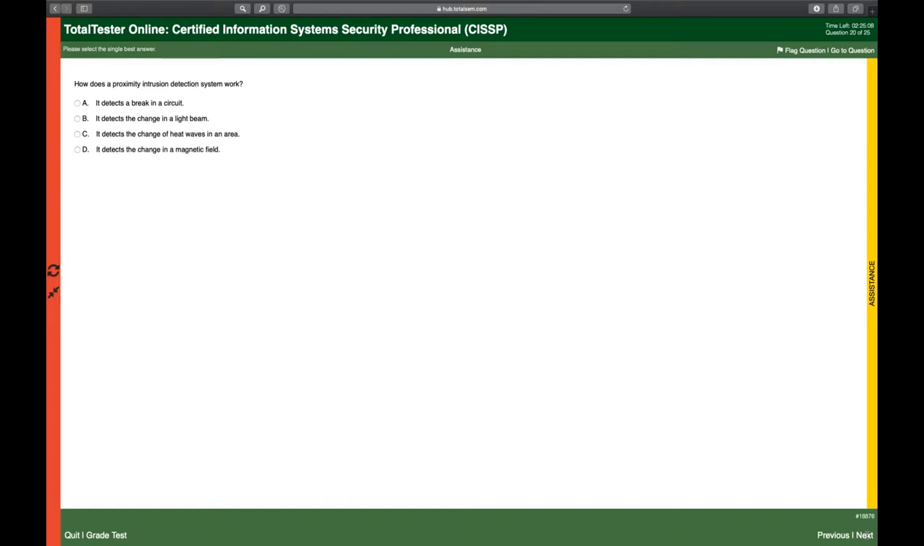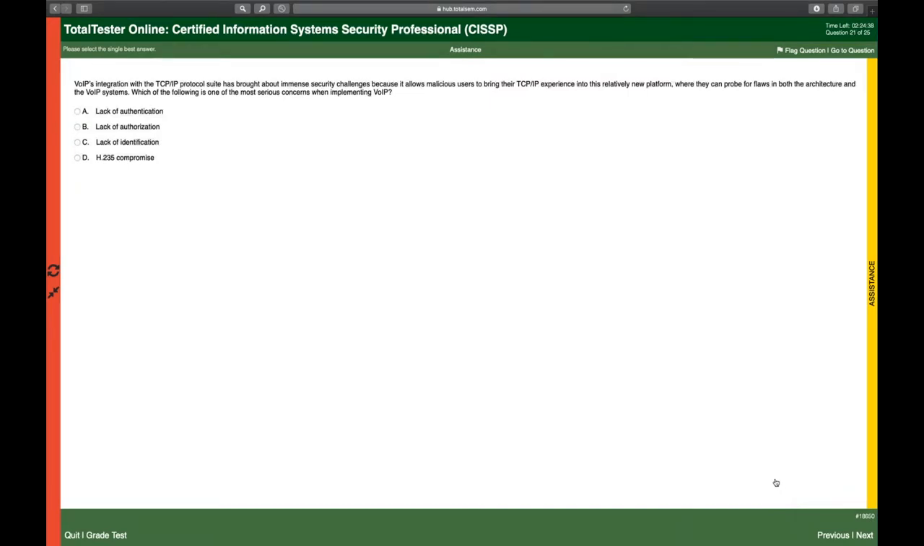I'm thinking Delta, because proximity means that you get close enough to something. And it's usually a magnetic field once you break into that proximity of the reader or the device itself. So yeah, if we don't do good on this one, I'm going to have to take the blame for it. But I'm not feeling too good about this one.